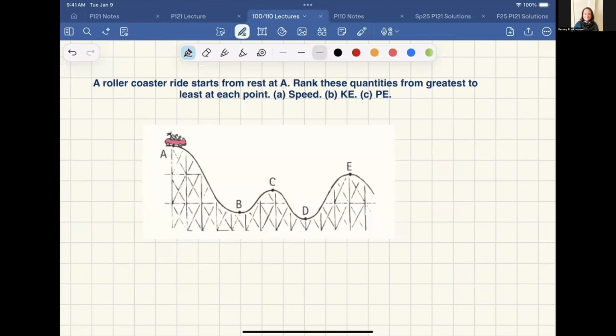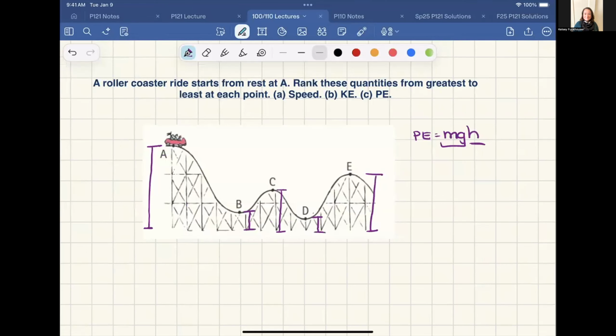So potential energy is mgh. If it's the same roller coaster car, that's the same the whole time. The only thing changing is the height. At position A, that's definitely the highest. And then position E is the next highest. And then C, and then it looks like B is slightly higher than D. So D is going to be the lowest.